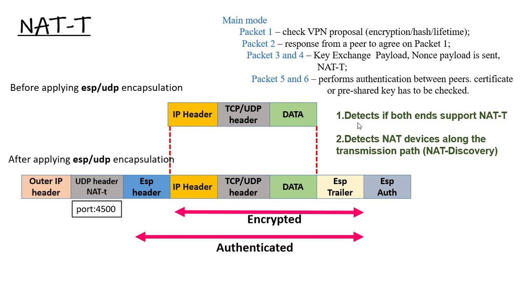And packets number 5 and 6 basically perform an authentication between peers. It's using either certificate or pre-shared key, and they have to match. So the point I'm trying to make here, if you troubleshoot your connection and maybe another site, another vendor hasn't enabled NAT-T technology, that would show in packets 3 and 4.